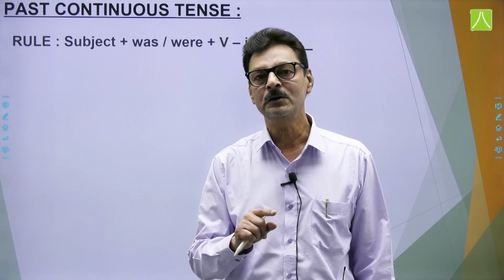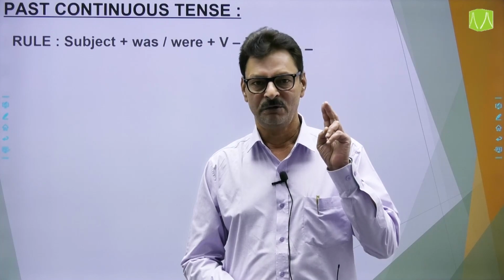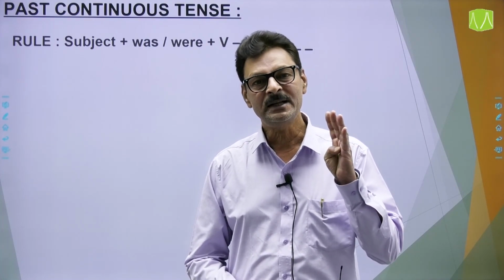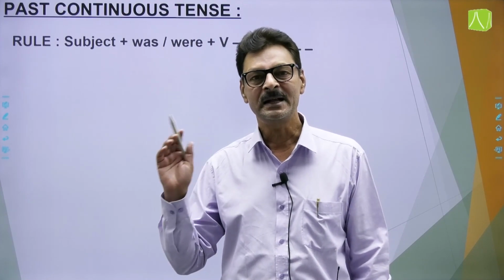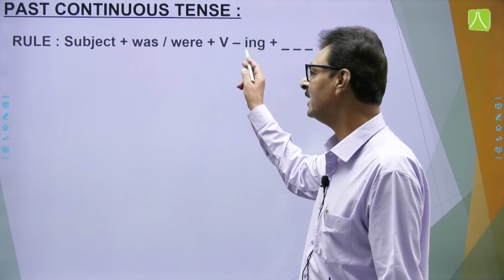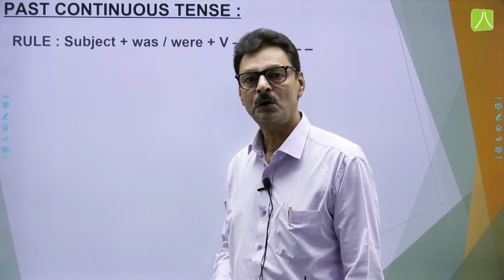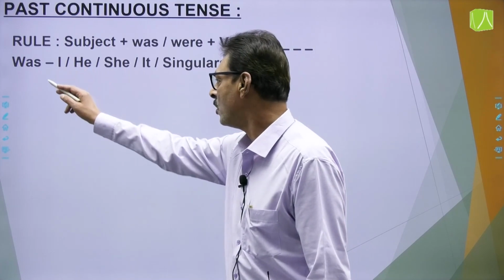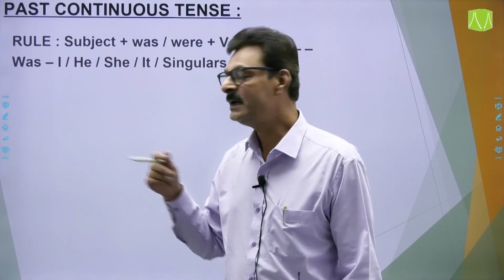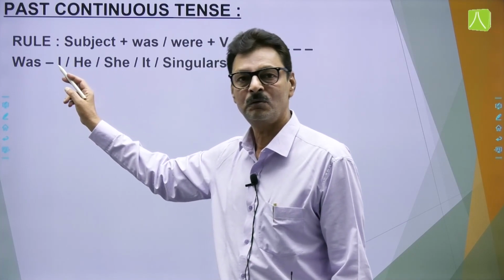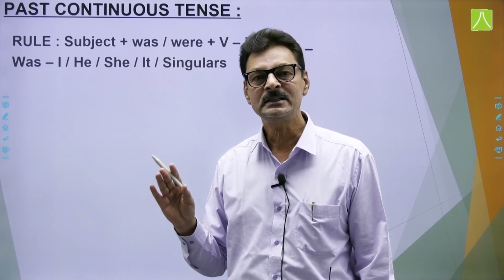And in the earlier video lecture, I have told you there are 5 forms of the verb: V1, V2, V3, V4 (the s/es form), and then the last one we did was the ing form of the verb. In continuous tense we always use the ing form of the verb. Now, where do we use was and were? Was we use with third person singulars and one more thing is added, that is I. So we use was with I, he, she, it and singulars.